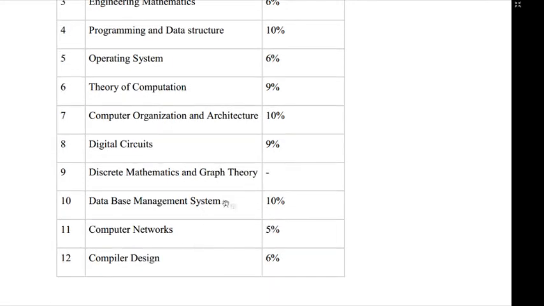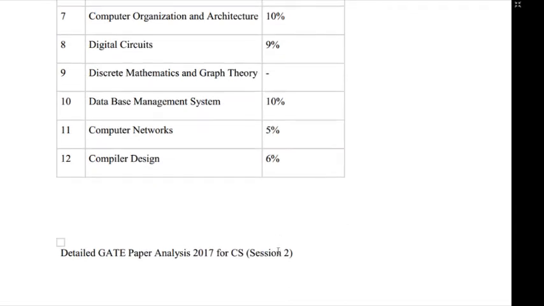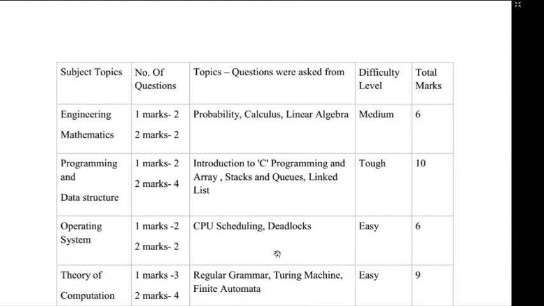Database management system had 10%. Computer network had 5%. Compiler design had 6% of total questions. Now we'll look at a detailed question distribution from each of the topics, the number of questions which have been asked, and the topics the questions were asked from.